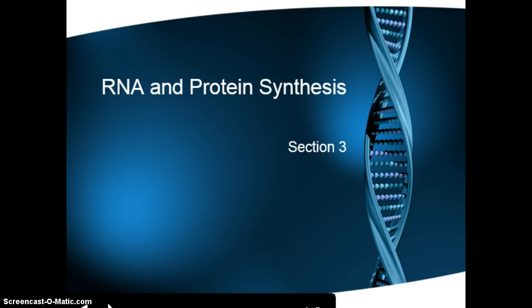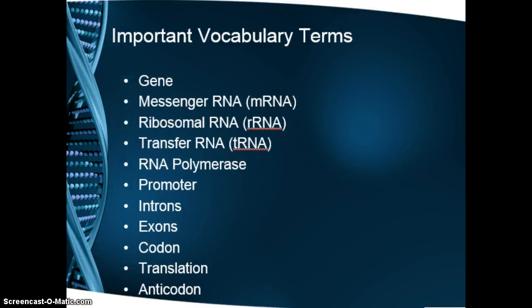Here are the notes for Chapter 12, Section 3, dealing with RNA and protein synthesis. There's lots of vocabulary terms in this section, so I would pause this, take a minute, make sure that you get these in your notes, that you highlight these. Again, there's a lot of vocabulary terms, and you're going to need to make sure that you know them. Those from 12.3 include gene, messenger RNA, ribosomal RNA, transfer RNA, RNA polymerase, promoter, introns, exons, codons, translation, and anticodon.